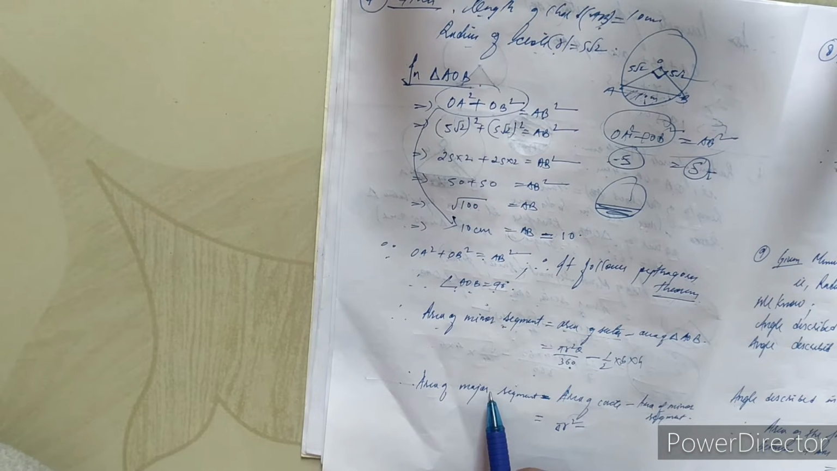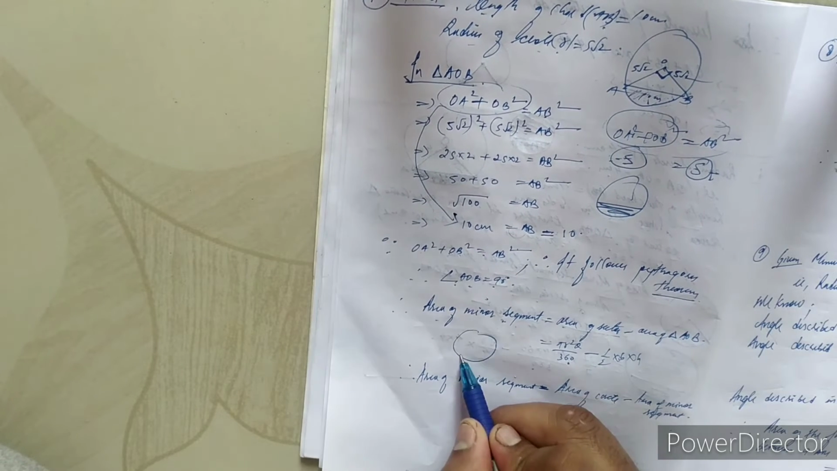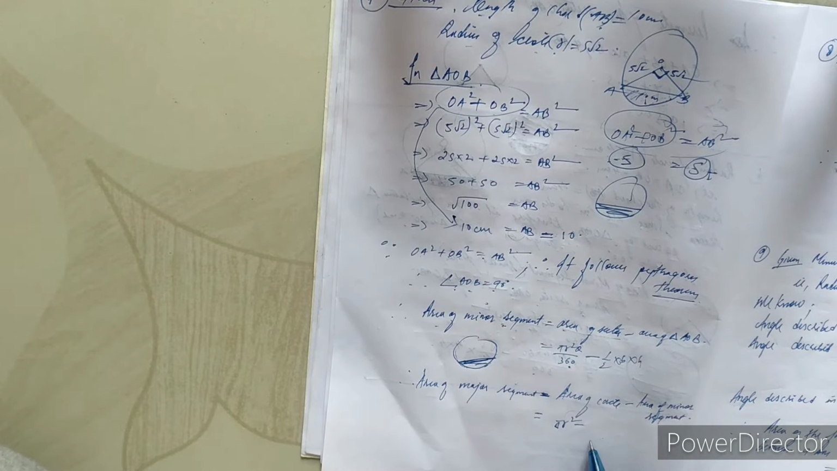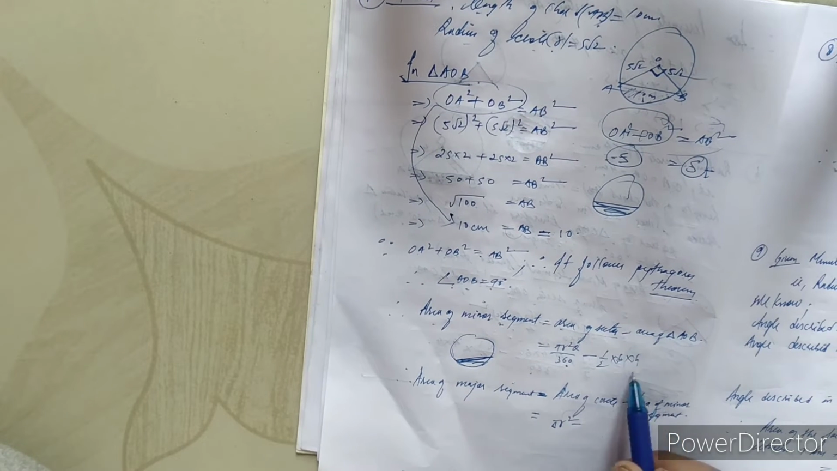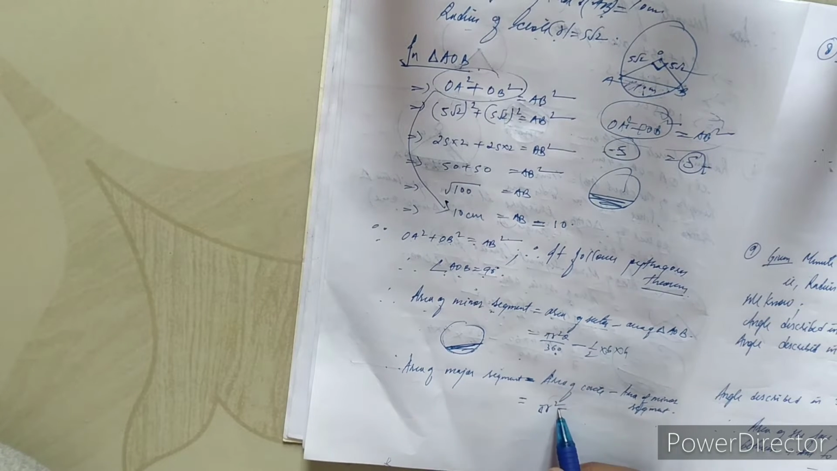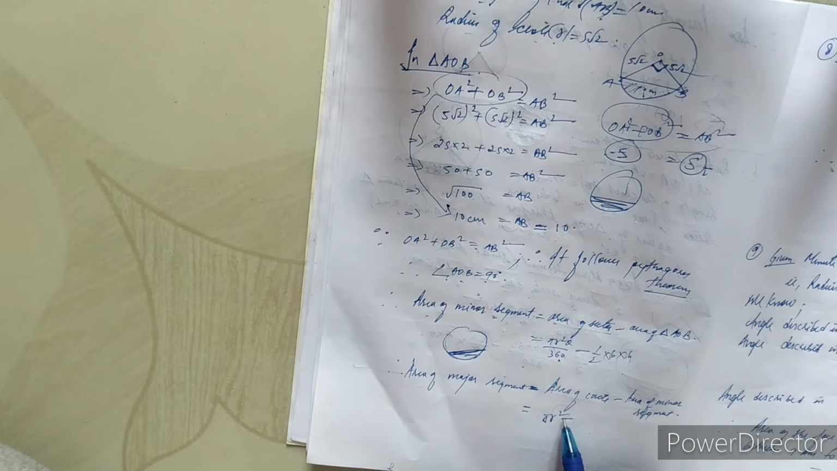Then, to find the major segment, as I told you, this is the minor, so major is this one: area of circle minus area of minor. You'll get the minor segment values from here. Whatever answer is here, you put it here, minus the value of pi r square, and just do the calculation to get the answer.